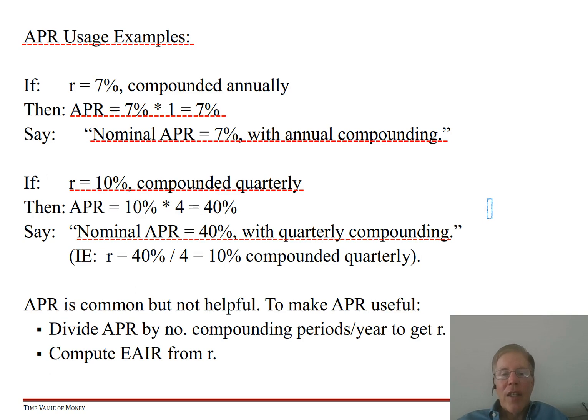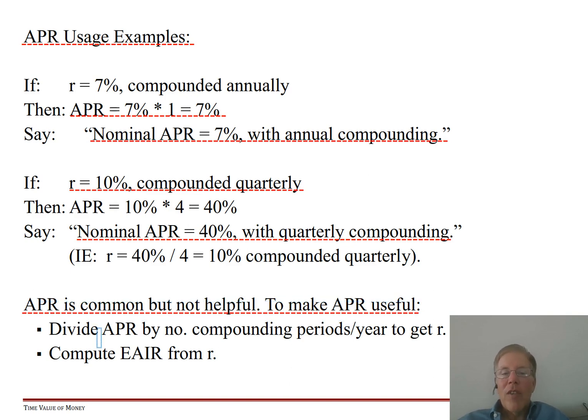And the APR itself is common in the consumer world, but as I said, not very helpful, because it's used in the consumer world more than we would like. We need to be able to turn it into something useful. So how do we do that?